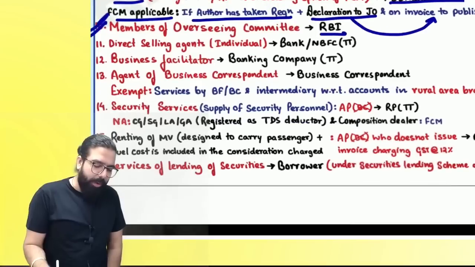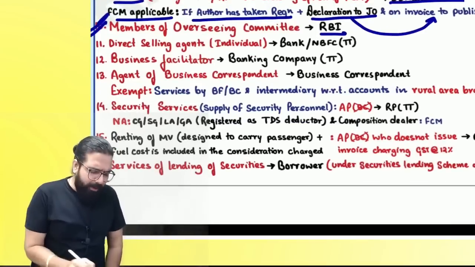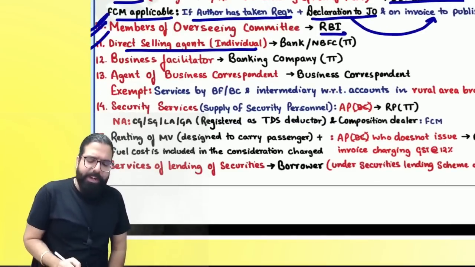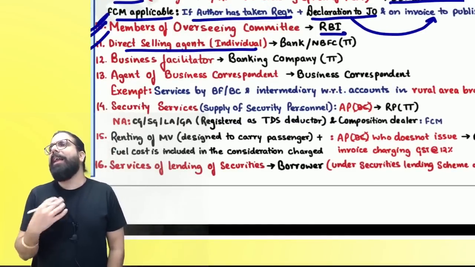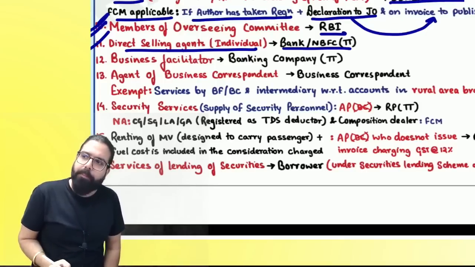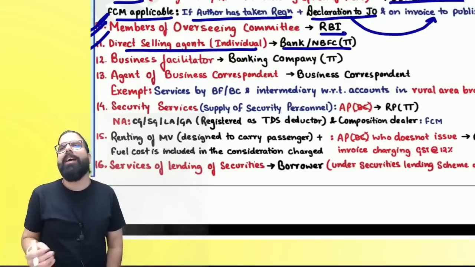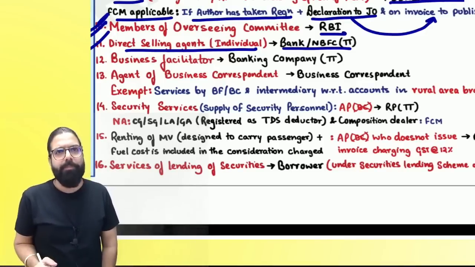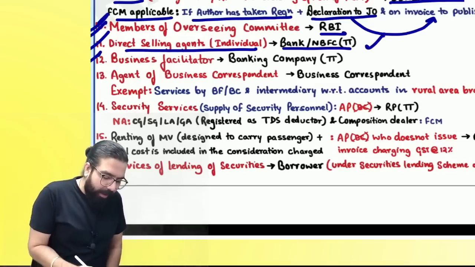When they are giving services to RBI, what will happen? RBI will give GST under RCM. Direct selling agent, individual. Suppose I am a direct selling agent of a bank and I sell bank products. Then what will happen in that scenario? The bank will pay, because the direct selling agent's commission is there, 6 lakh, 8 lakh, etc. So the government told that the bank will pay GST under RCM.